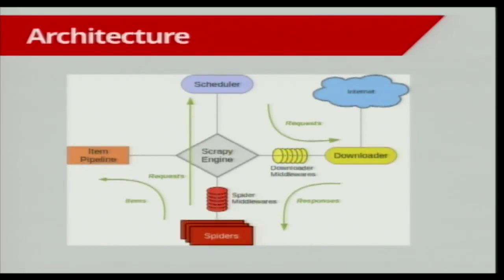So we can modify the request, modify the response, modify all the items. It's pretty pluggable. And then the spiders return either requests or items. The requests go back to the scheduler, and the items go through the item pipeline. So, well, I think it's quite easy to check what the flow is.